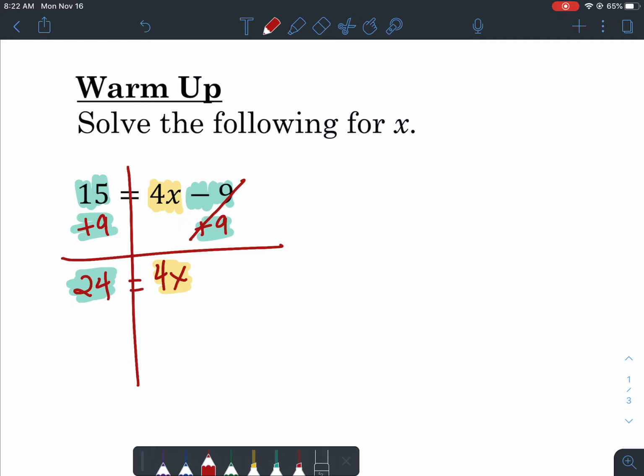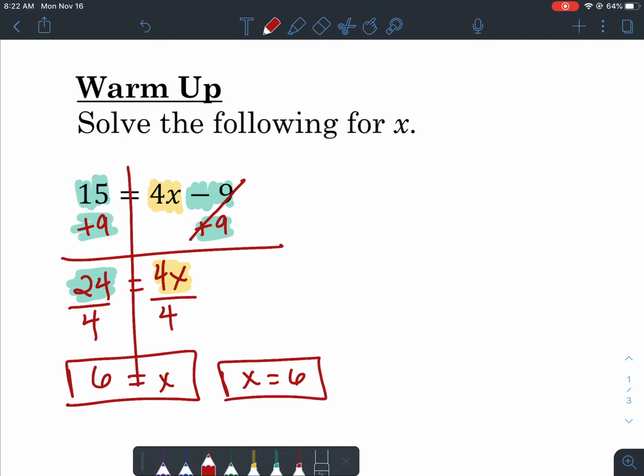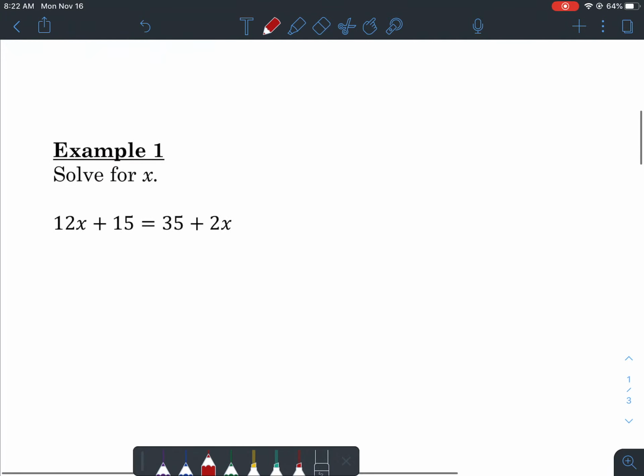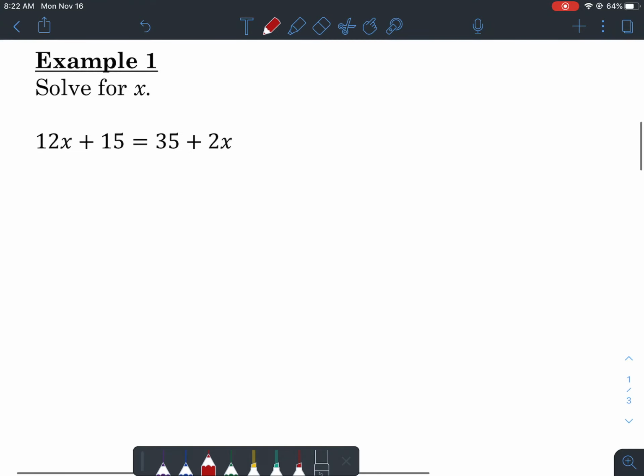Now that we see it's 4 times x, we want to undo multiplication to get x completely alone, and we're going to divide by 4. And we have x equals 6. We can write it that way or this way. Excellent. Let's take a look. This is what we're trying to aim for right here.